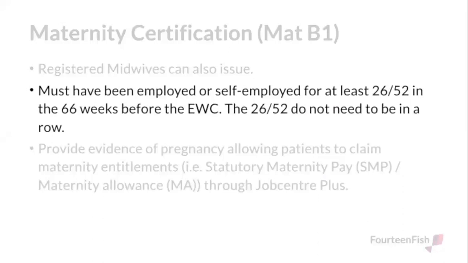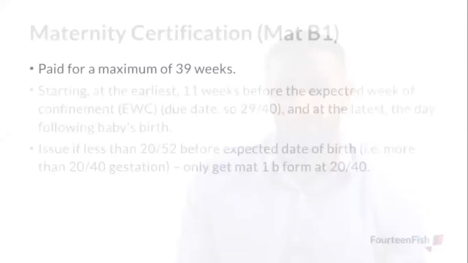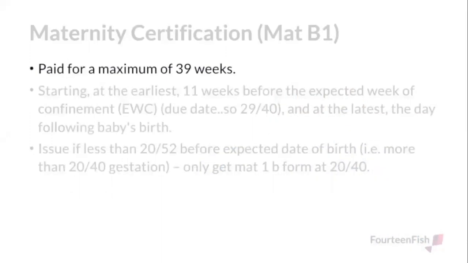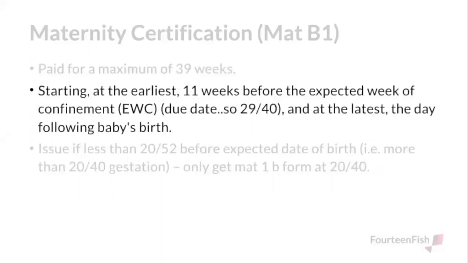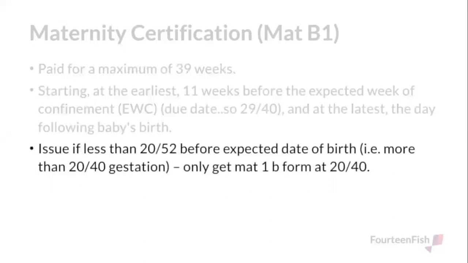Statutory maternity pay or maternity allowance is paid for a maximum of 39 weeks, and payment can be started at the earliest 11 weeks before the expected week of confinement, and at the latest the day following the baby's birth. You can only issue a MAT-B1 form after 20 weeks of gestation.